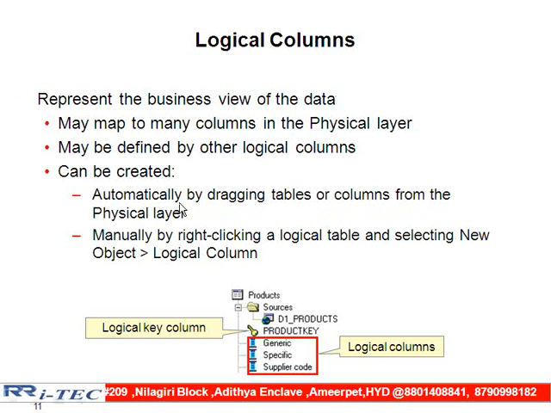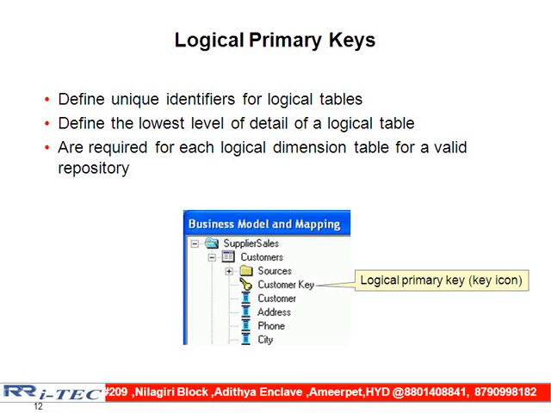Next, it can be created automatically by dragging tables or columns from the physical layer. If it's simply drag and drop, automatically these columns are created. Next, manually by right clicking a logical table and selecting new object and logical column. Just now what we created, the pending orders, this was the process we did. Am I clear? Right. Let us move on to the next one that is called logical primary keys.